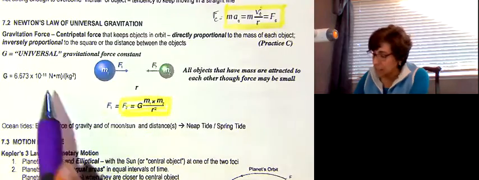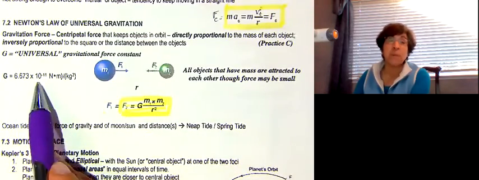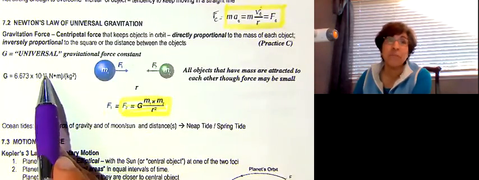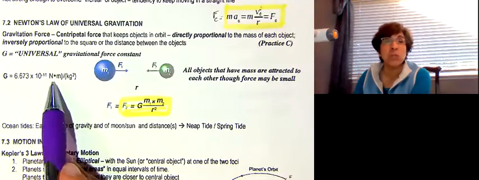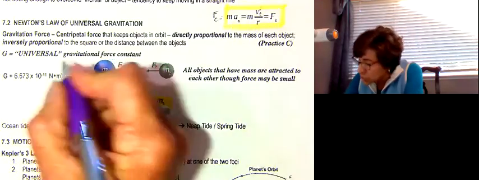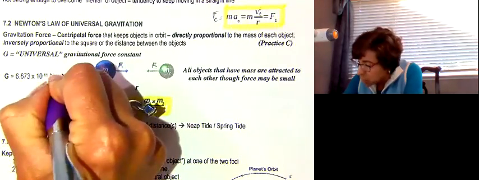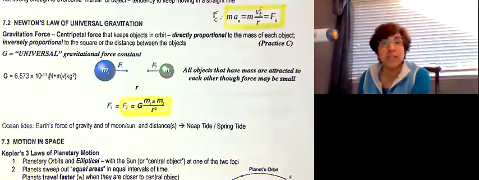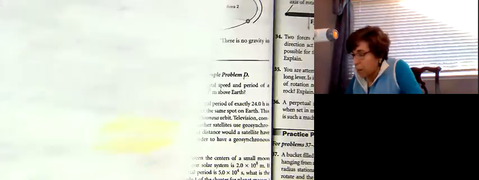Okay, so the constant is 6.673 times 10 to the negative 11. No, I have never memorized this one. I haven't used it that much. And it's Newton meters squared divided by kilogram squared. Should be an open parenthesis there. All right, so let's take a look at the problem.